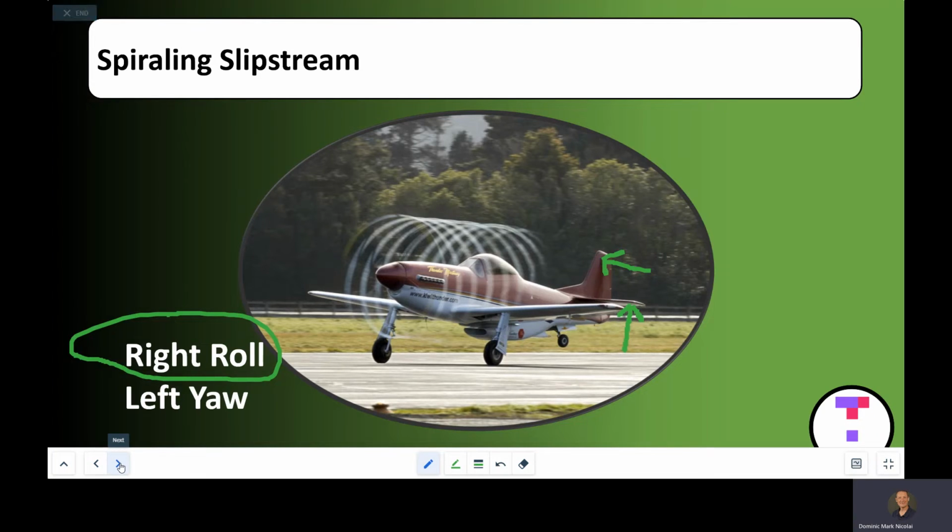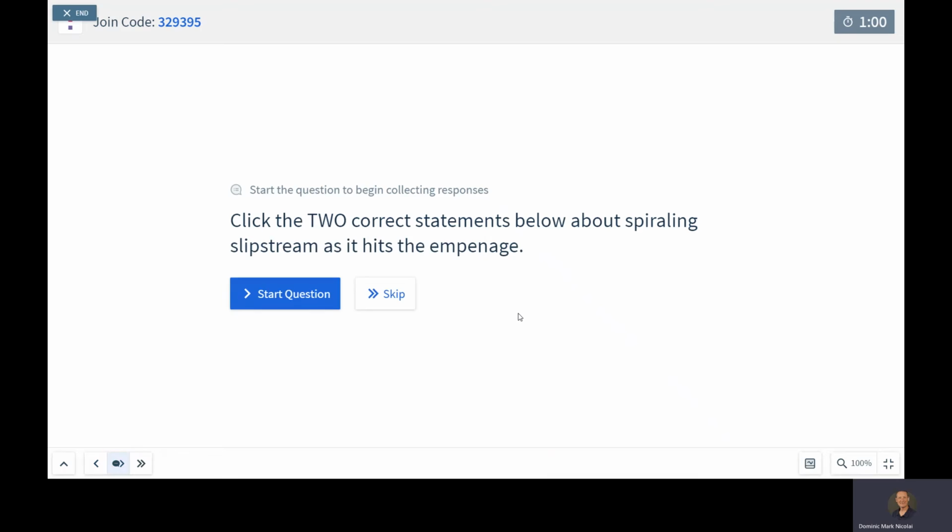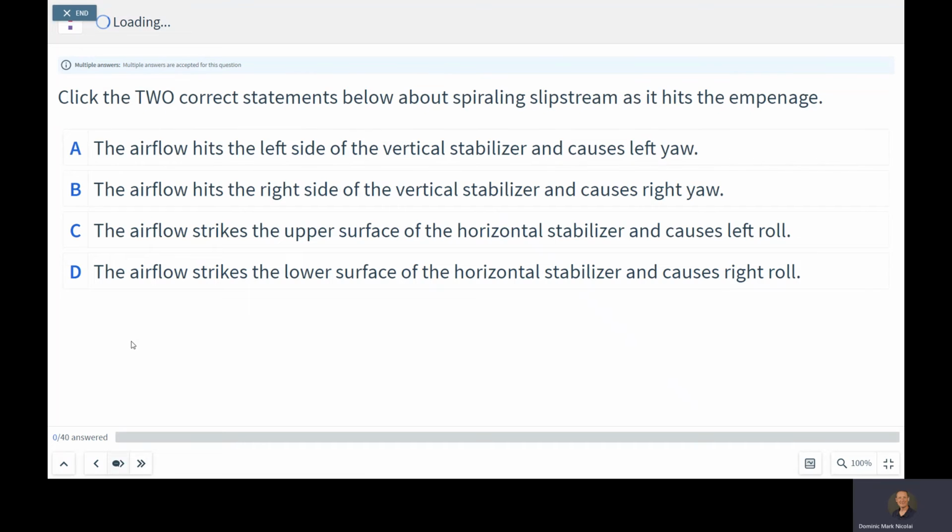Let's just try a top hat question to help reinforce that one. You can click on two statements about spiraling slipstream as it hits the empennage here.